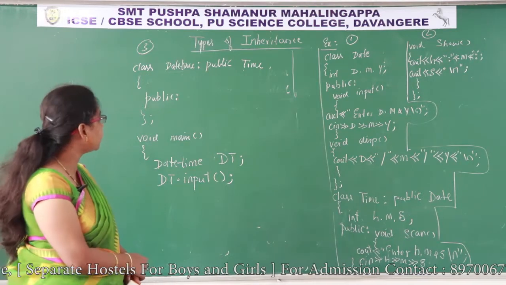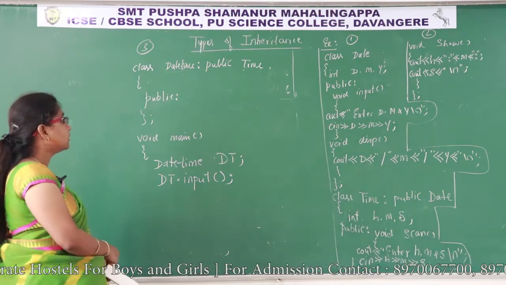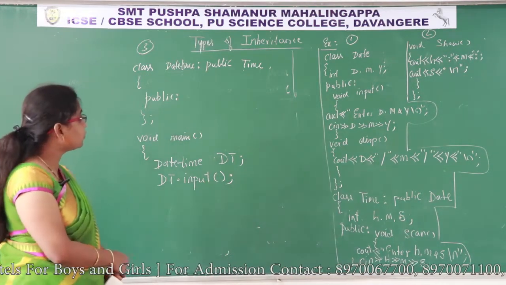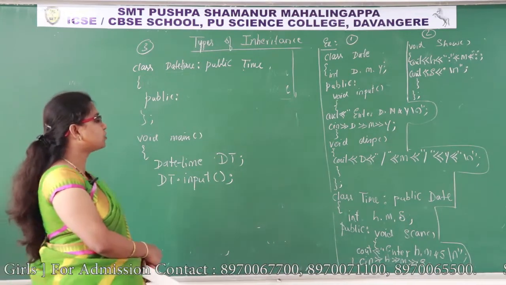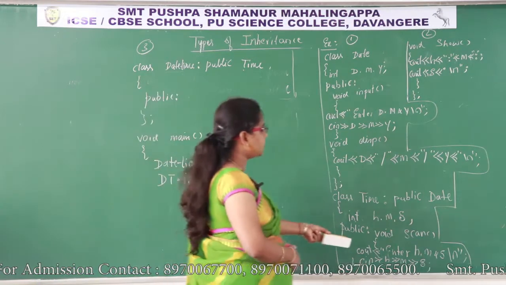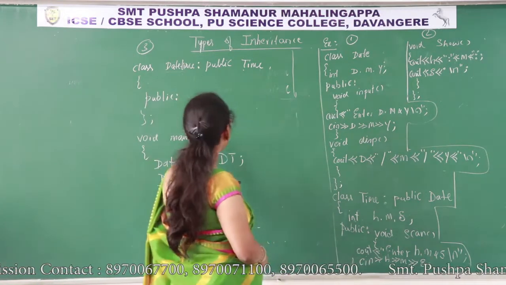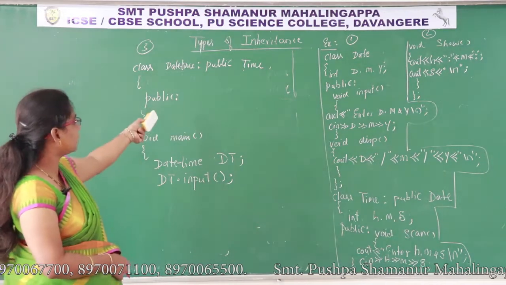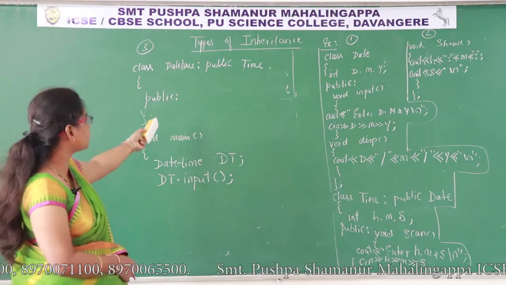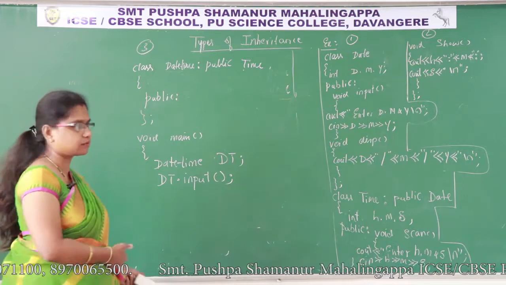Again we inherited another class from the Time class, DateTime. Now the mode of inheritance is public. So all these public members of the base class are inherited to the public section of the derived class. So all 4 functions are inherited to this class, so that I can access these members through the object of that class.